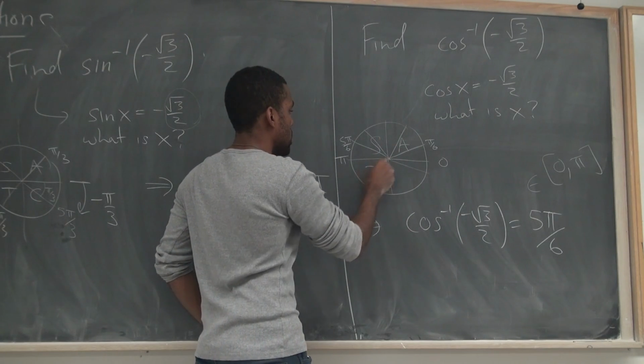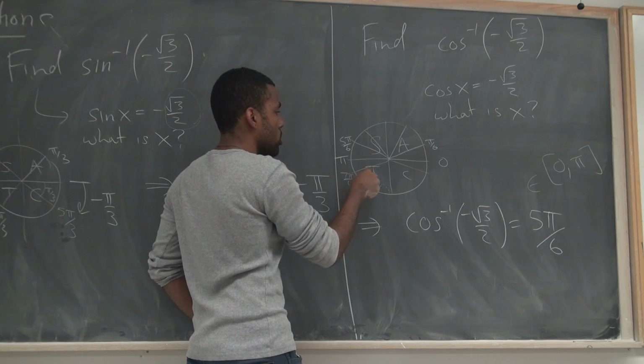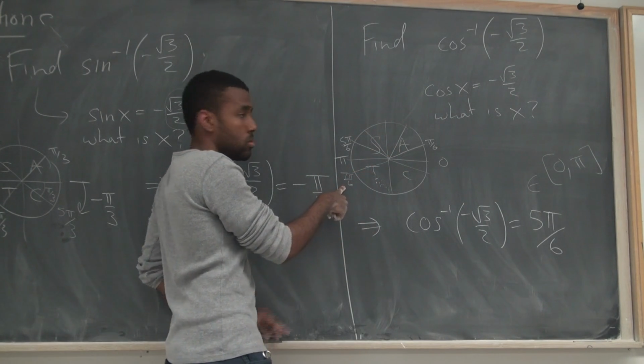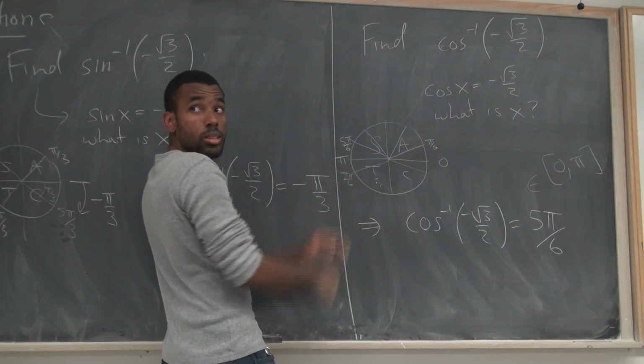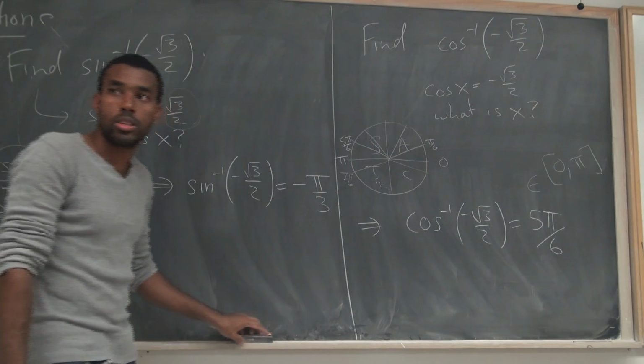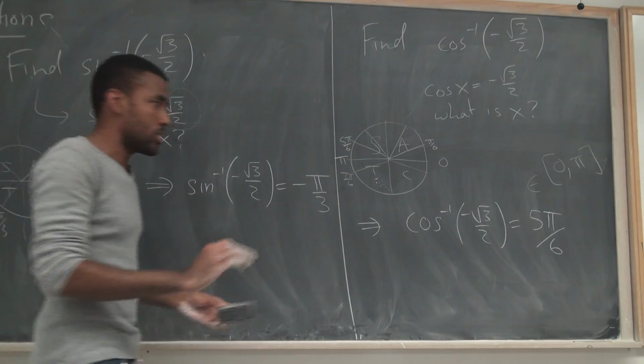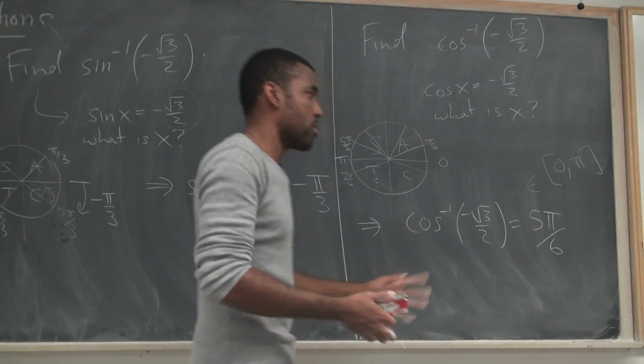Wait, all students take calculus. Yeah, 7 pi over 6 is here, where your cosine is negative, but it's not taken because we're passing the range, right? You have to think of how far you can stretch this function. Because remember, we cut off a lot of the function to make this work. So you have to be careful of what values you're taking.